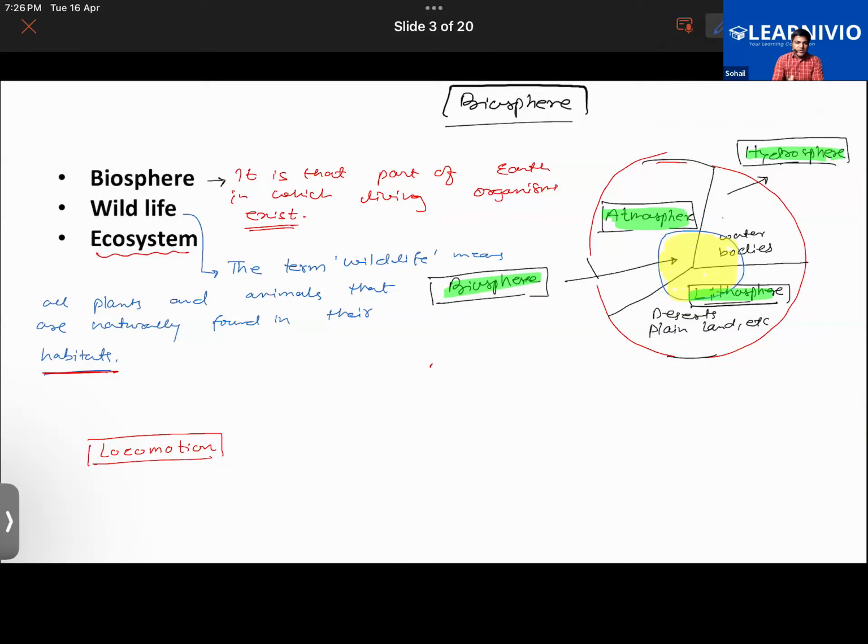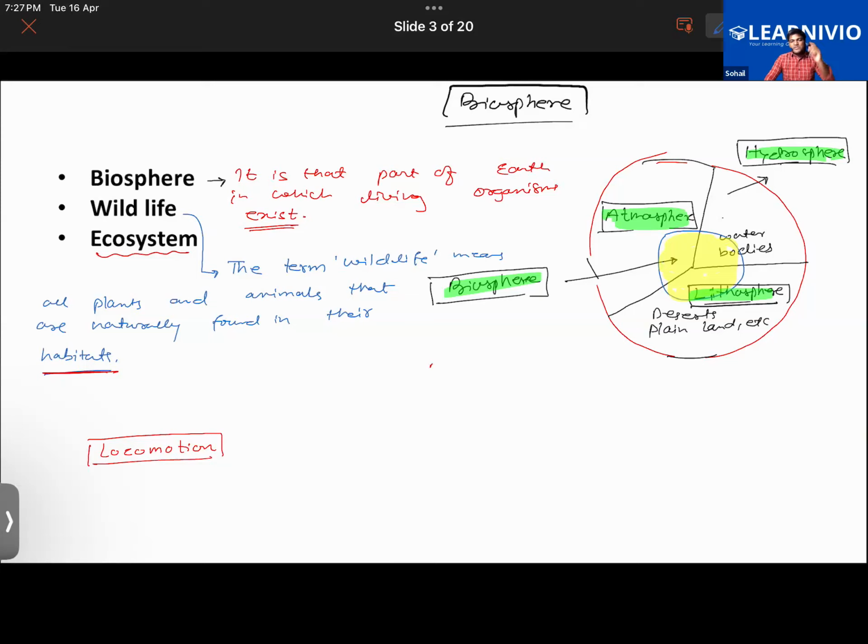Now let's talk about ecosystem. What is it? Sometimes we use this word in normal conversation also, like you say that the ecosystem in my office is not good, ecosystem in my school is not good. But here, what does it mean since we're studying it from the perspective of plants and animals? So let's understand what it means in this context.